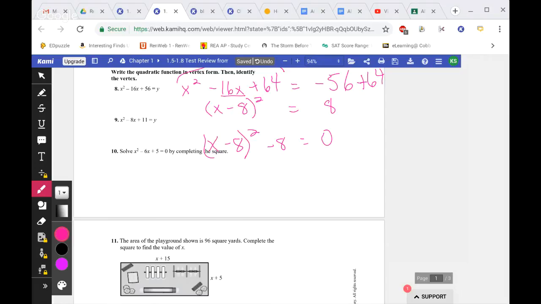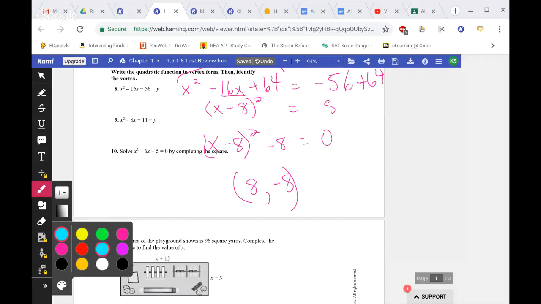It doesn't matter. But this looks very much like what we were doing back at parent functions. So this tells me what the vertex is, which would be 8, because I take the opposite of what's inside there, and then negative 8. That's the x coordinate and that's the y coordinate. So you complete the square to get it to the vertex form. Okay.